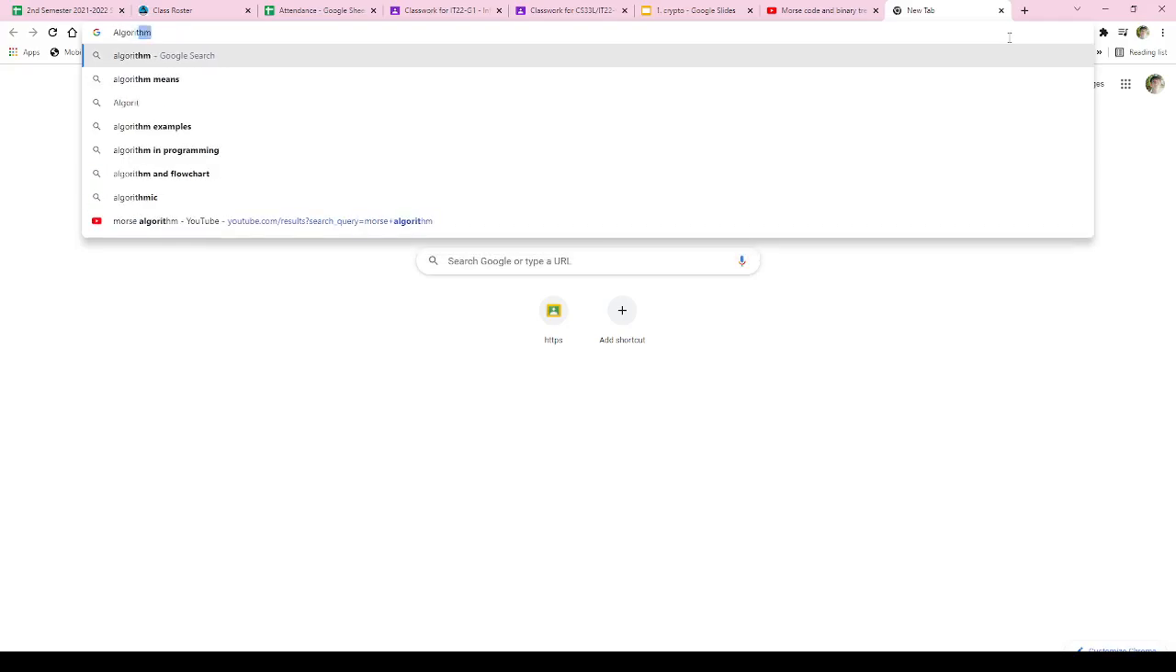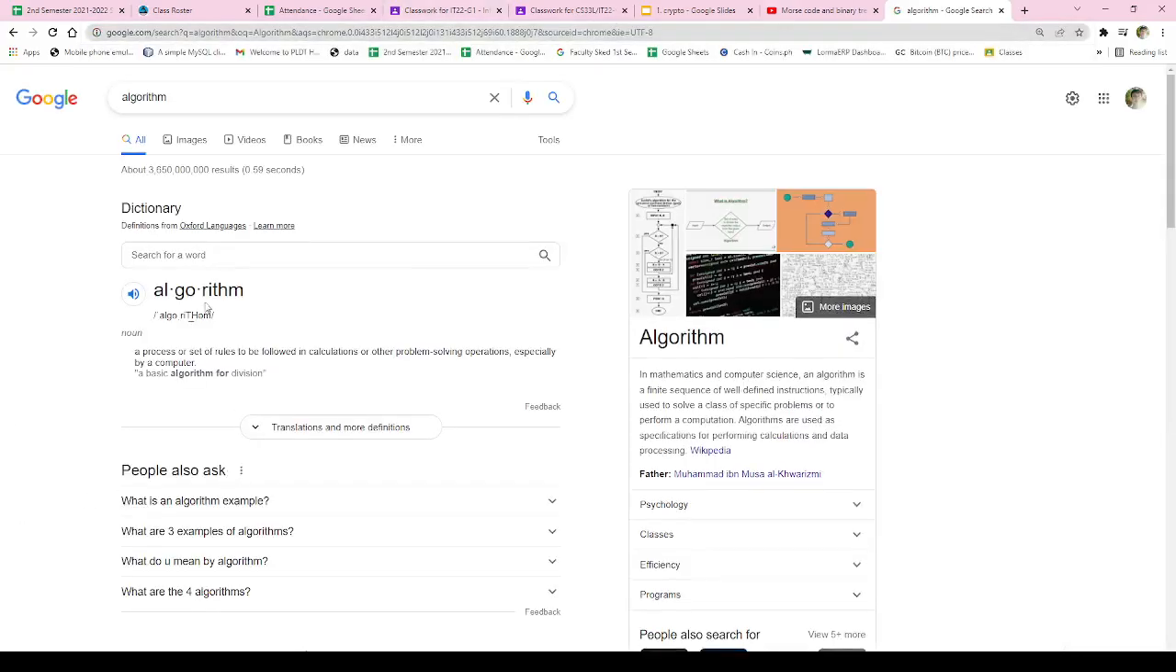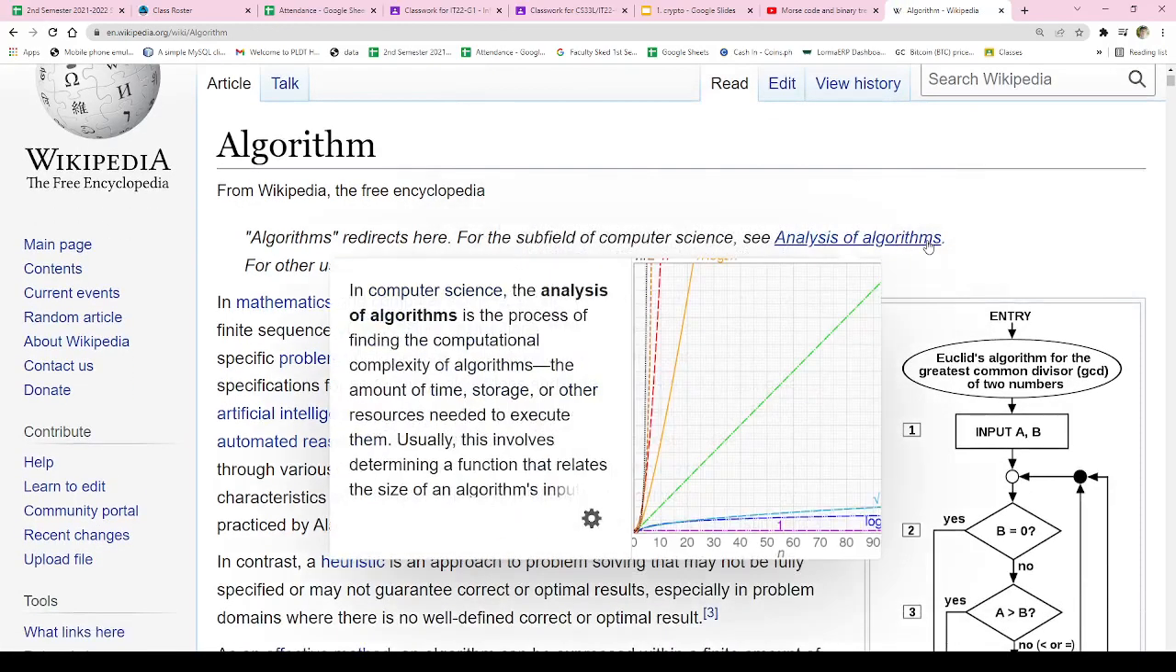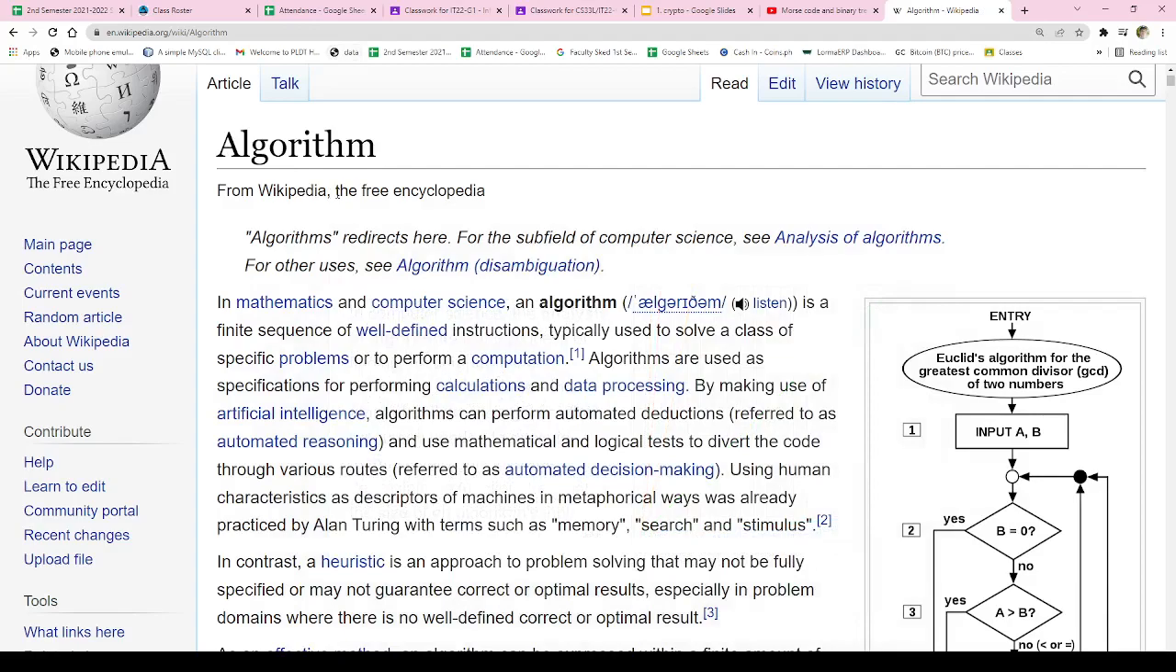What is an algorithm? Let's discuss what an algorithm is. In mathematics and computer science, an algorithm is a finite sequence of well-defined instructions, typically used to solve a class of specific problems or to perform computations. Finite means it has an end. It cannot be infinite, because infinite is the opposite.